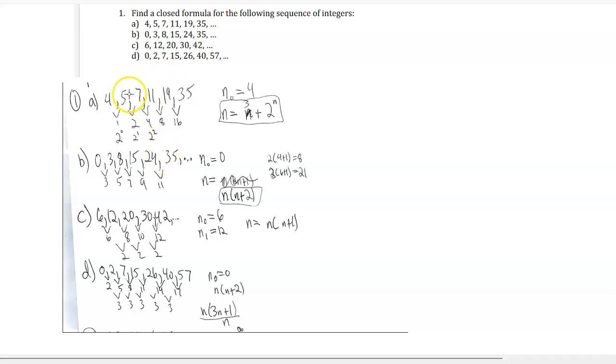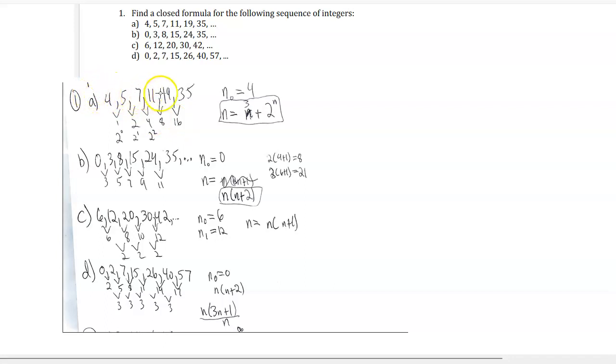Hi, this is my explanation for problem number 1 from problem set number 9. This question is asking us to find a closed formula for the following sequences of integers, and here are the different sequences: A, B, C, D. Starting with A: 4, 5, 7, 11, 19, and 35.